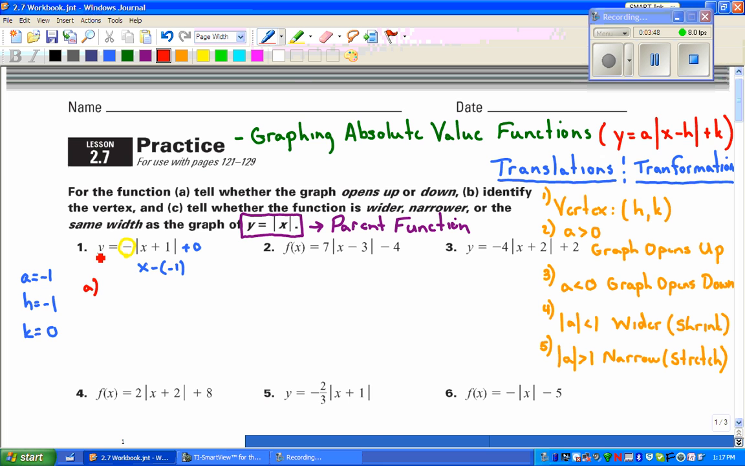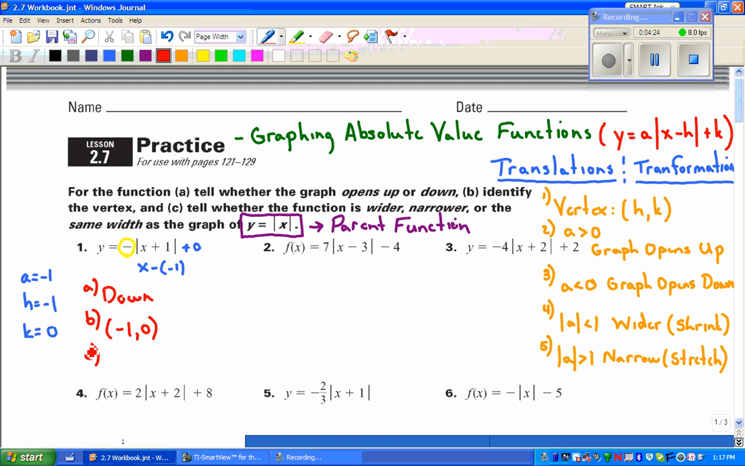Okay? So now we have to answer my 3 questions for this. Part A wants to know whether or not the graph is going to open up or down. We're going to look at my a value. It is negative. So it follows rule number 3. We know that the graph is going to open down. Part B wants to know to identify the vertex. The vertex is h comma k. So we have h, we have k, so we know that my vertex is going to be -1 comma 0. So this graph shifts to the left 1.